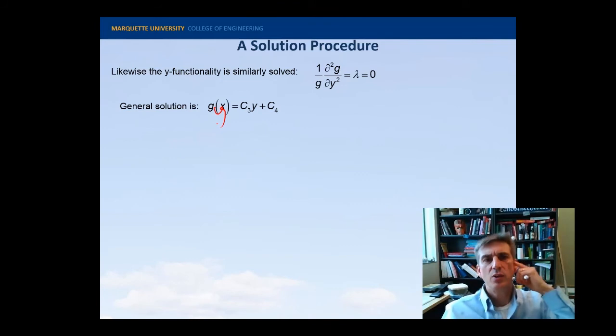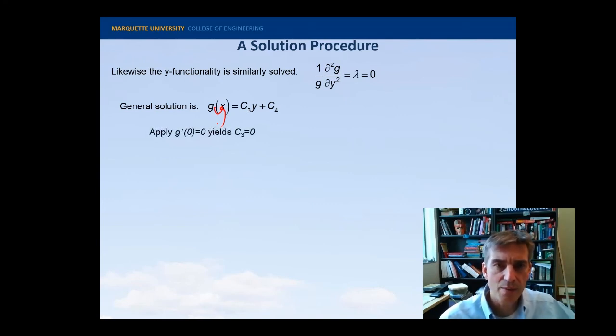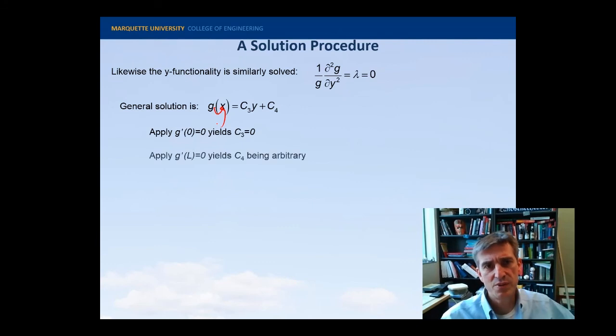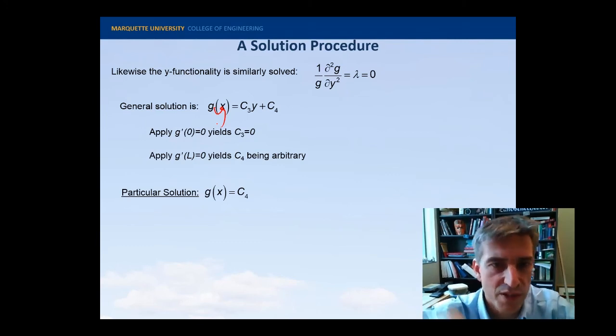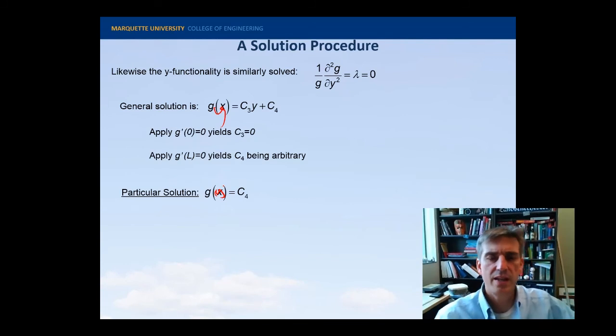So the general solution, if lambda is equal to 0, is that g of y is equal to some constant c3 times y plus c4. Again, I apply the boundary condition that at the edges the velocity in the y direction is 0. That yields that c3 is equal to 0, and again c4 is arbitrary. So together, the two boundary conditions yield that the particular solution in terms of y is just a constant c4.